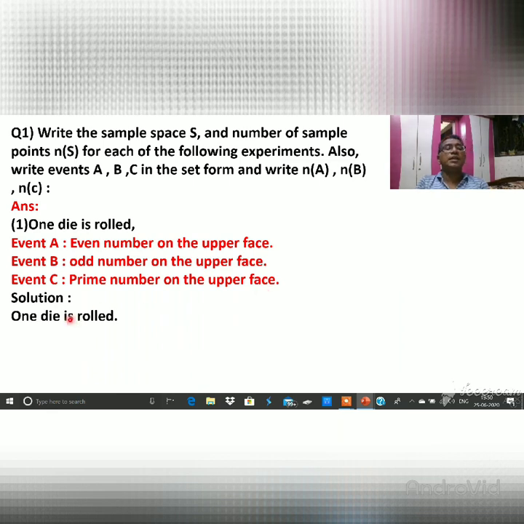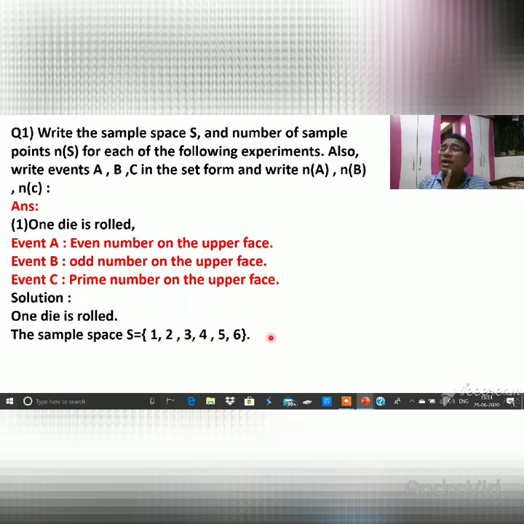So see here, one die is rolled. It means I take one die in my hand and roll and throw. That is the experiment, one die is rolled. So that is written as the sample space. The sample space is 1, 2, 3, 4, 5, 6.